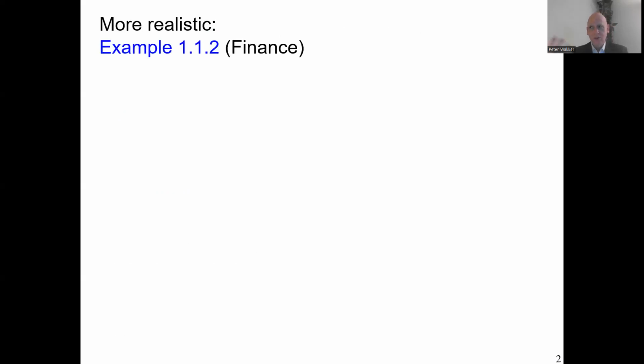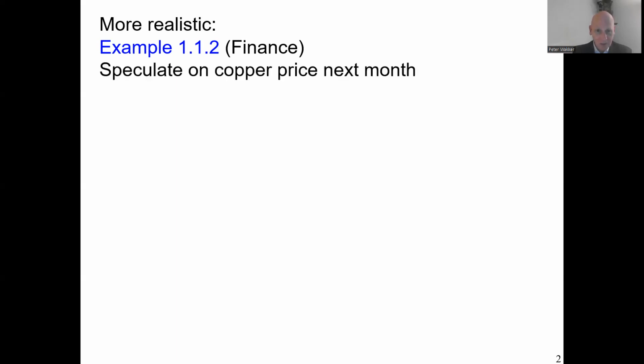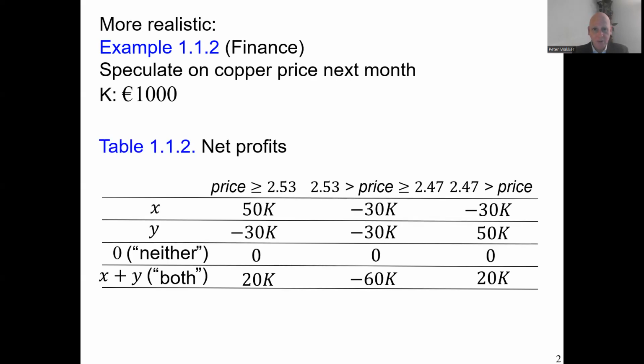For now, the more realistic example: imagine you can trade on the financial market. So you have to do a deposit and things like that. But imagine you can trade on the financial market. You're going to speculate on copper price next month. K abbreviates thousands, and I put up in one blow the whole table with all the payoffs, and I will explain them. X means you speculate on a high copper price, and if the price is above this threshold, you gain 50K. If it's below the threshold, you lose 30K.